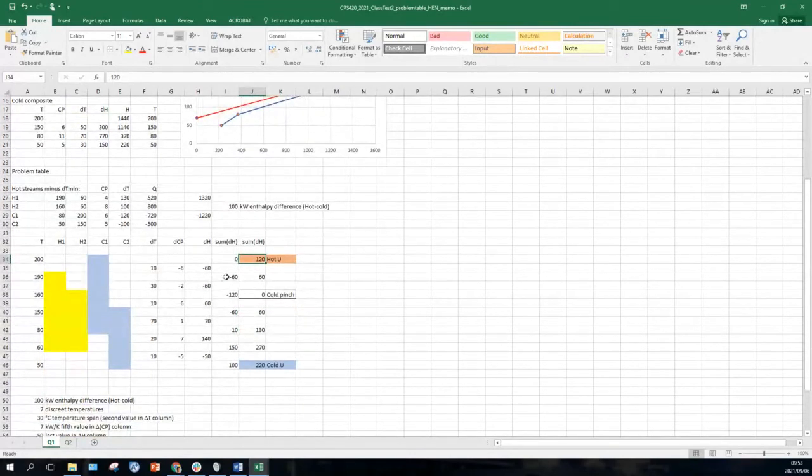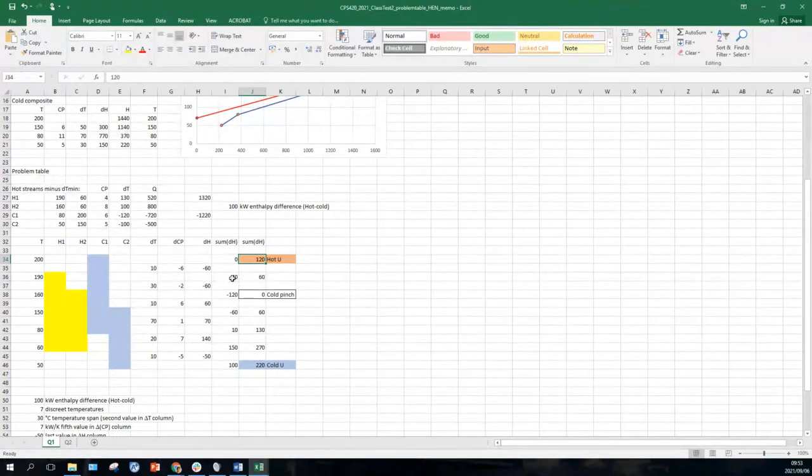We put a 120 there, minus 60 is 60, 60 minus 120 is 0, 0 minus 60 is 60, 0 minus 60 is 60. Where should we be plussing? 120 minus 60. 0 minus 60. What's going on here? Well, the other way, yeah.